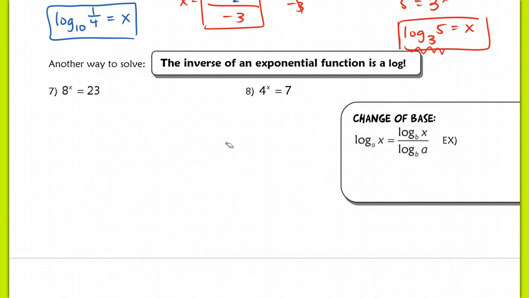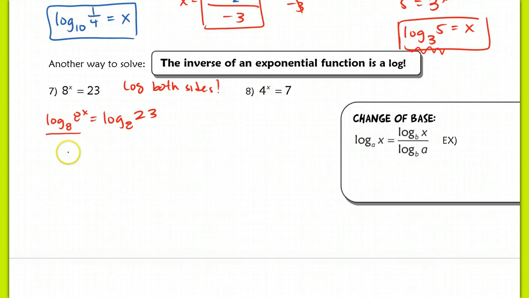Well, if I want to undo this exponentiation here, I would take the log base 8 on both sides. So I log both sides. Now, we know from past experience that log base 8 of 8 is just 1. So I'm left with x equaling log base 8 of 23. I don't even have to do really any work here at all.